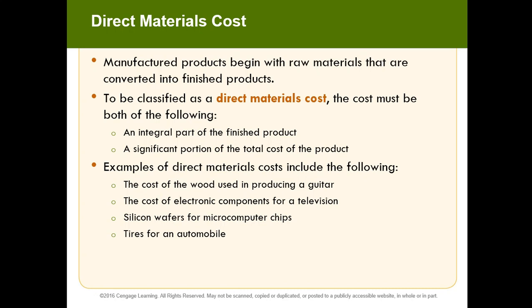So again, direct materials, they are directly traceable to that finished product, and they are a significant portion of the cost. So some examples, again, the wood in the guitar, electronic components in a television, an automobile. Some of the direct materials are the tires. I know that there are going to be 4 or 5 tires if there's a spare in every automobile that rolls off my assembly line.